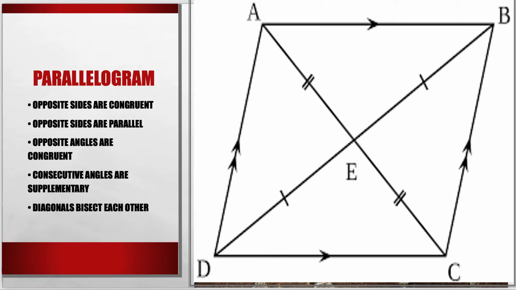Parallelogram opposite sides are congruent. So you can see line AB is congruent to line DC. Same. And then opposite sides are also parallel. So line AB is parallel to line DC. Same with line DA is parallel to CB. And then opposite angles are congruent. So angle DAB is congruent to angle BCD.